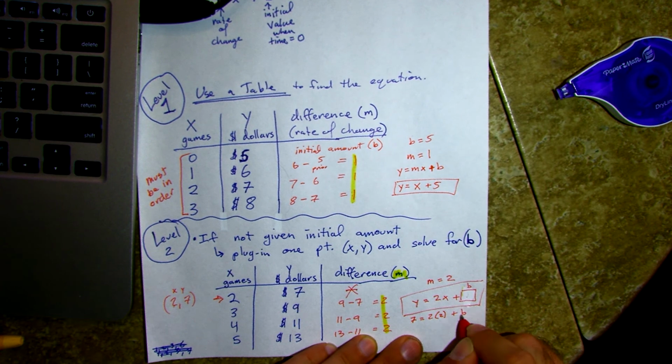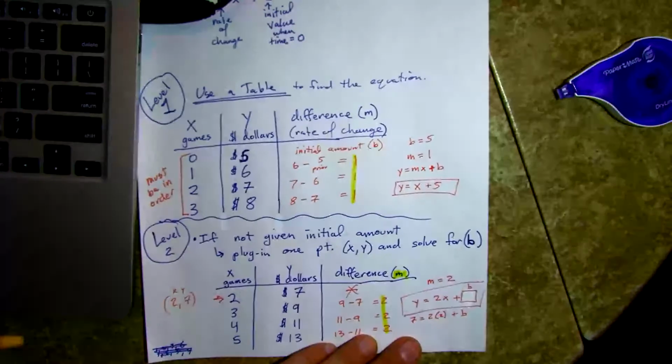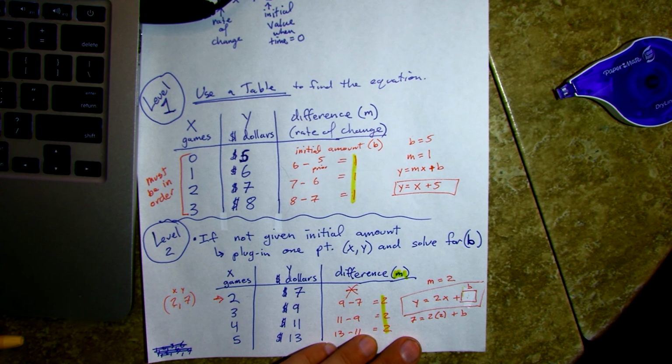Okay, Axel, that's a good idea, but we wouldn't just need to know what game 1 is. We would need to know what game 0 was before we started. That's how we'd find our initial amount. So you're right. You would subtract 2 and then subtract 2 again. Tell me if you understand what I meant. See what I mean? Okay.